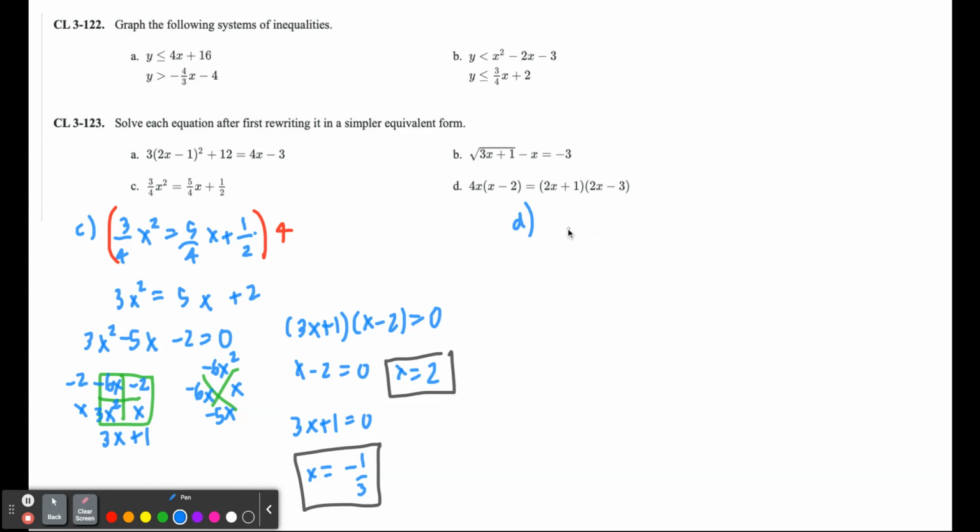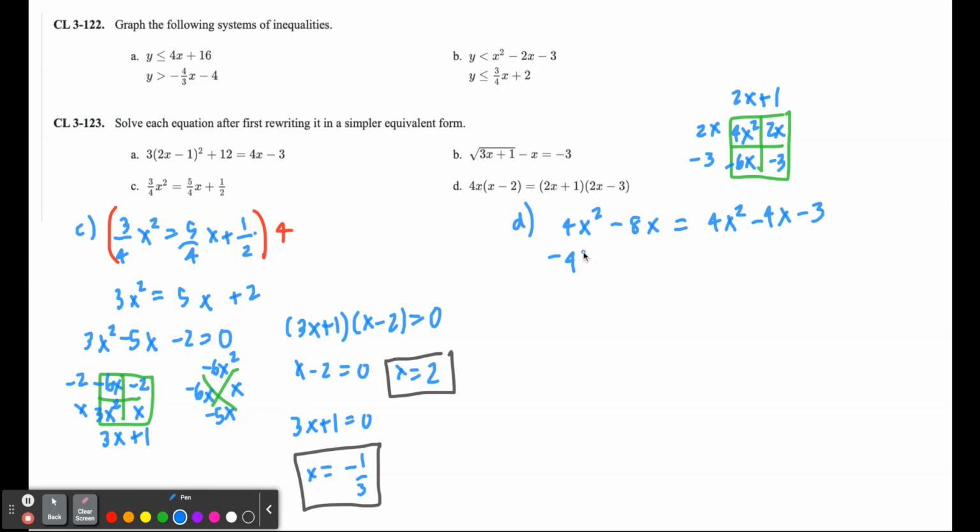Last equation here. So you want to distribute the 4x, so that's 4x squared minus 8x. And then you want to use an area model for this one. So that's 4x squared, 2x, negative 6x, negative 3. So you got 4x squared minus 4x minus 3.